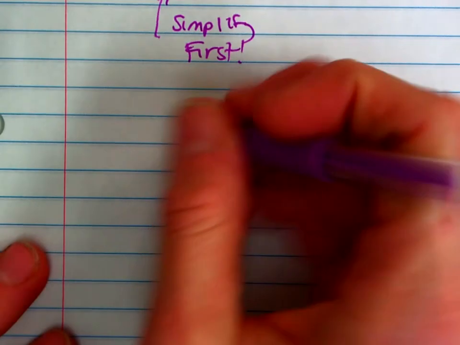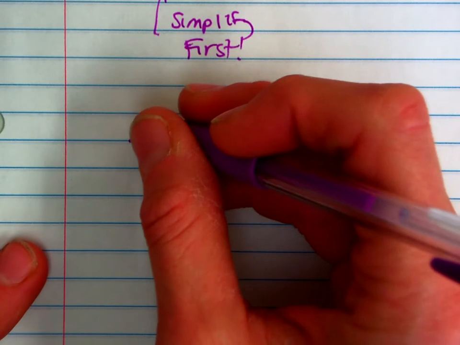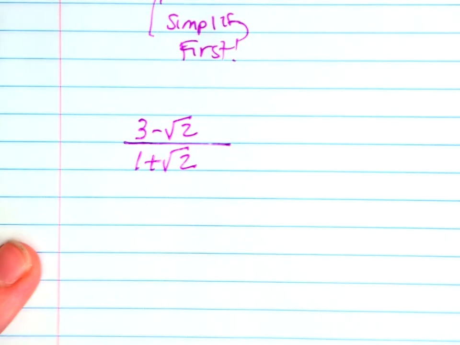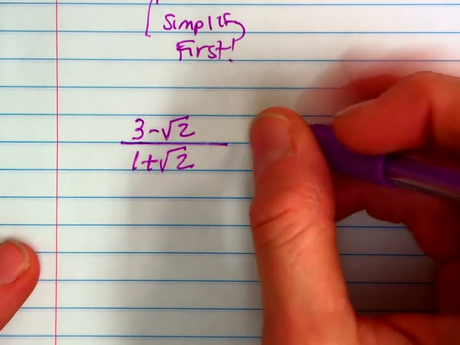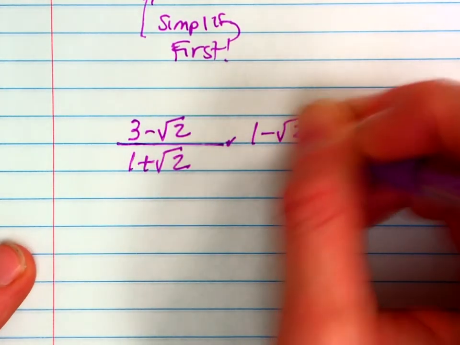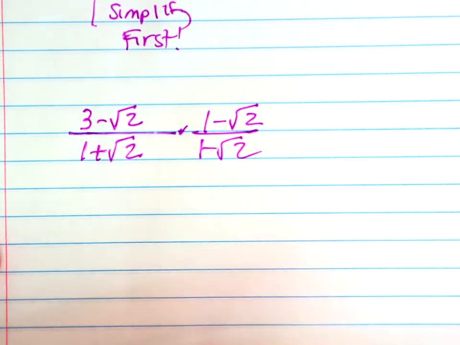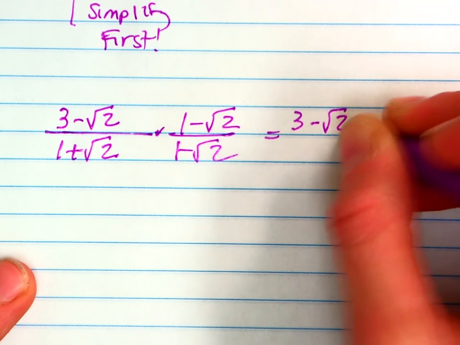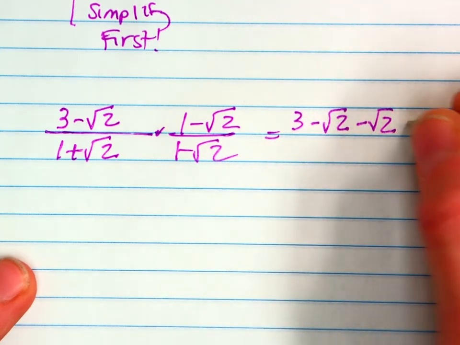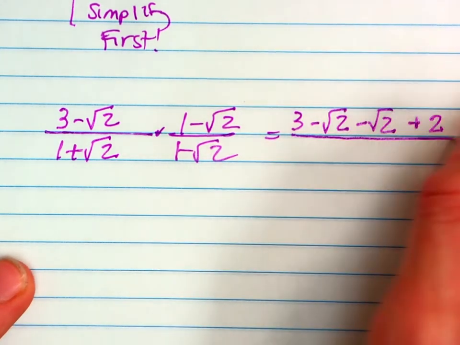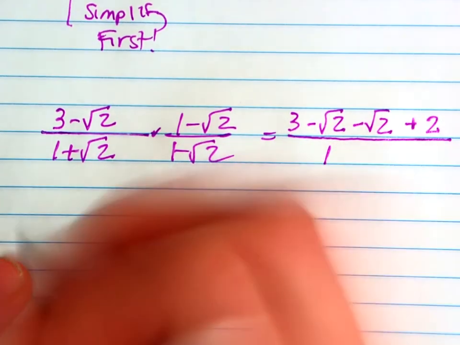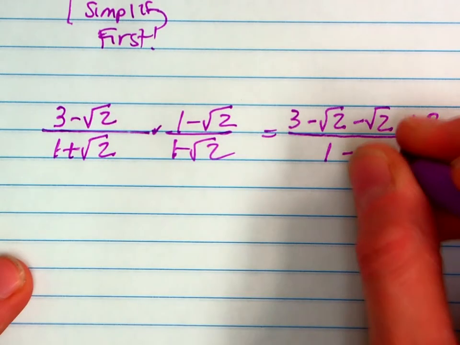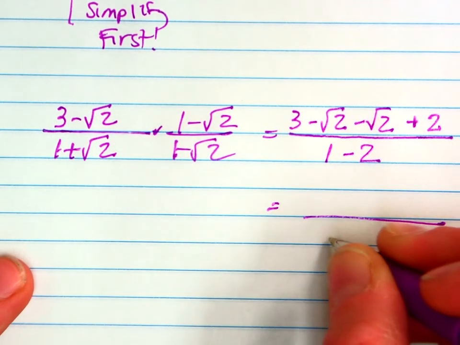The last type that we had would be if you had something with a radical in the bottom. So in this case, we multiply the top and the bottom by the conjugate of the bottom. And you FOIL the top and you FOIL the bottom. So FOILing the top gives me 3 minus square root of 2 minus square root of 2 plus 2. And in the bottom, we know they're conjugates, so the outer and the inner terms are going to drop. So I just am left with 1 minus 2. So in the bottom denominator, I'm getting negative 1.